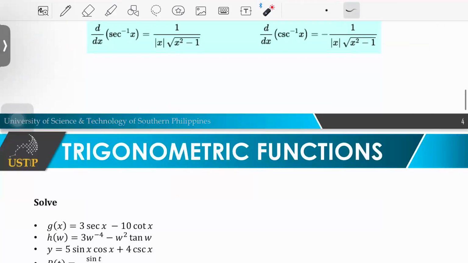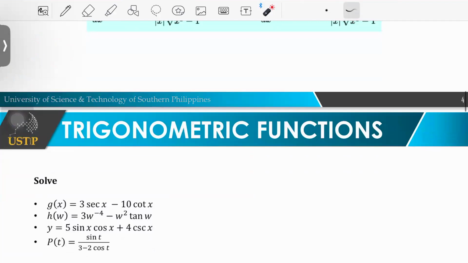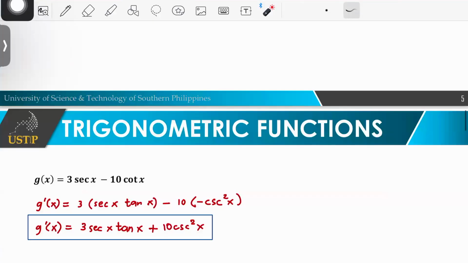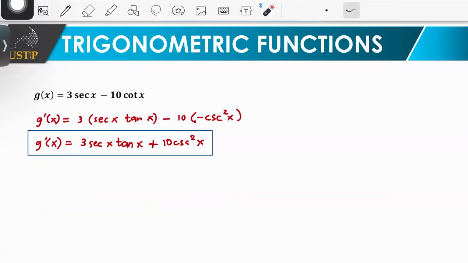Okay, let's have an example. A review of trigonometric before we go to inverse. We've gone through this already, but it's good to review. If you have g of x equal to 3 secant x minus 10 cotangent x, what will be the derivative? g prime of x will be 3 times secant x tangent x, minus 10 times negative cosecant squared x. Then just simplify.